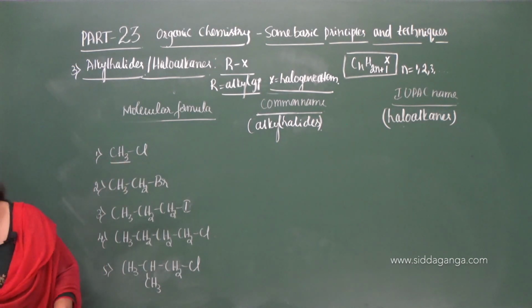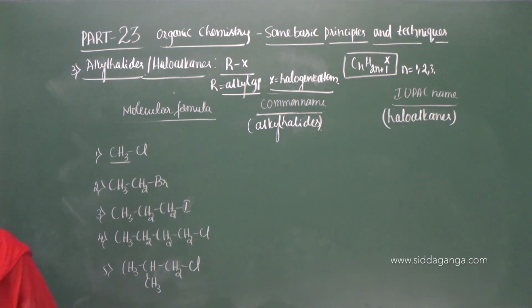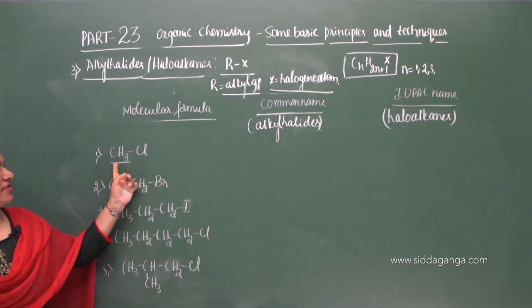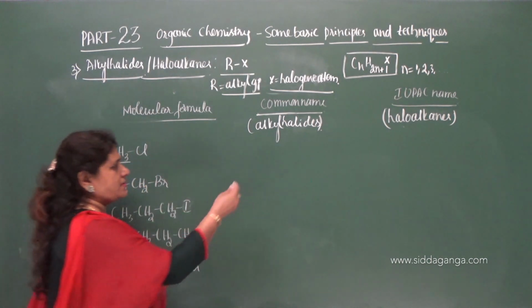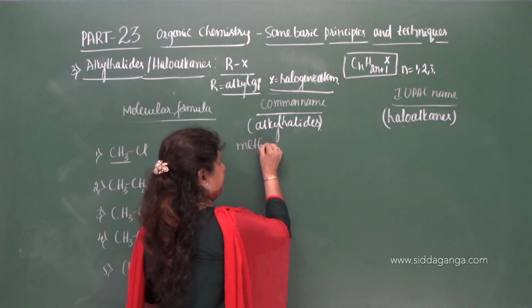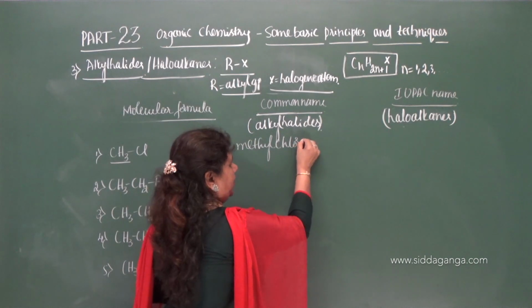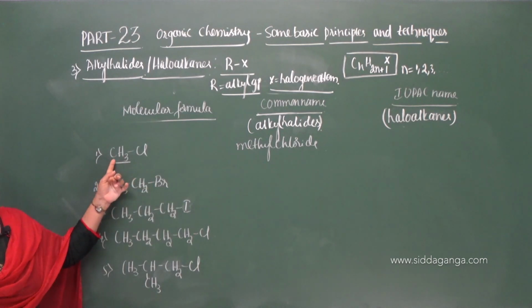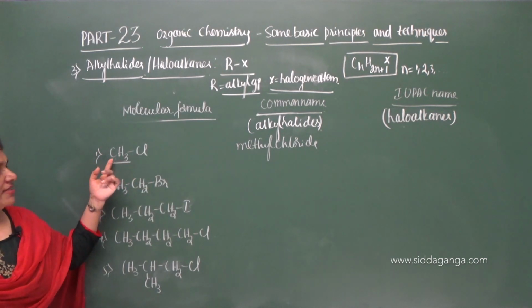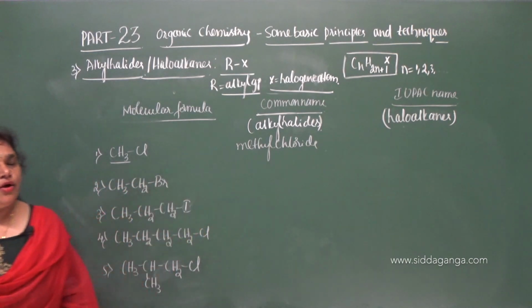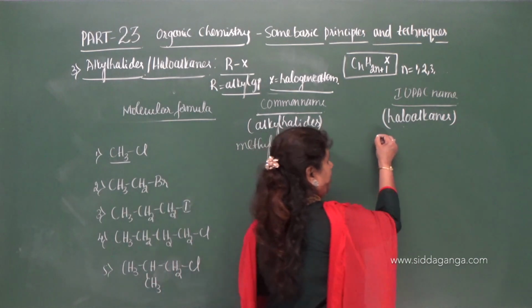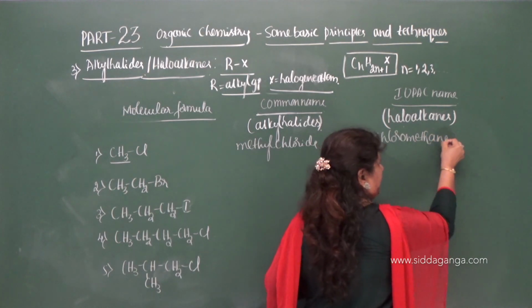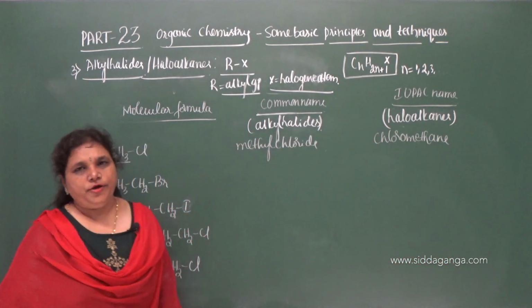Methyl group, correct? So this is a methyl group and it is substituted with chlorine. Therefore it is methyl chloride. So the common name is methyl chloride. What is the IUPAC name? Halogen is chloro, one carbon is there, meth, and the primary suffix will be ane. Therefore it is chloromethane. Chloromethane is the IUPAC name.